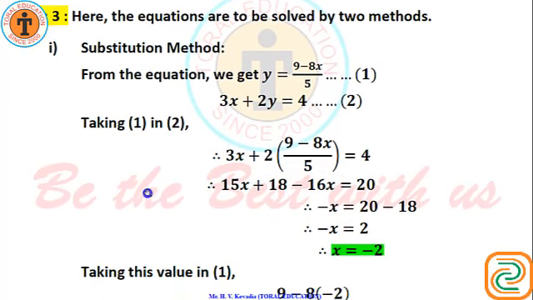What is given here? Look at the question. Solve the following pair of linear equations by the substitution and cross multiplication methods. We have to use both the methods, substitution and cross multiplication, right? So there are two equations. Look at the equations in the textbook: 8x plus 5y equals 9 and 3x plus 2y equals 4.